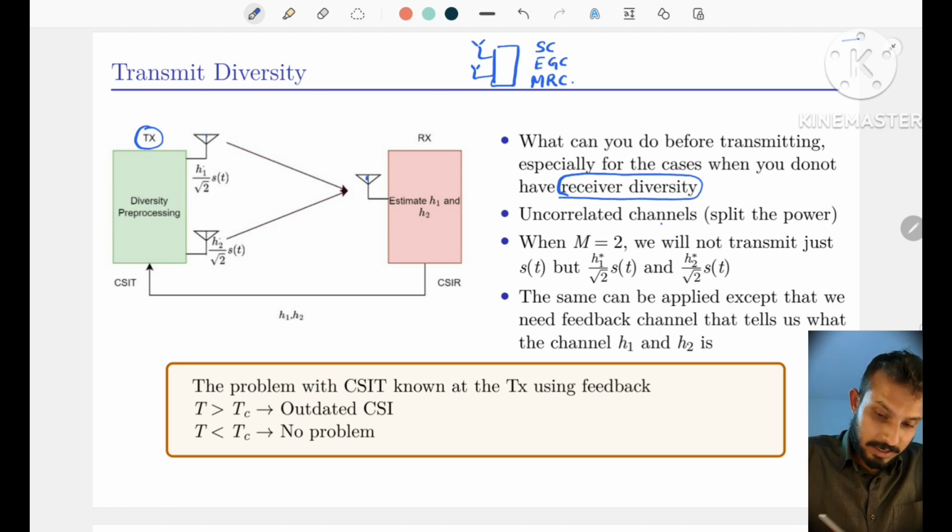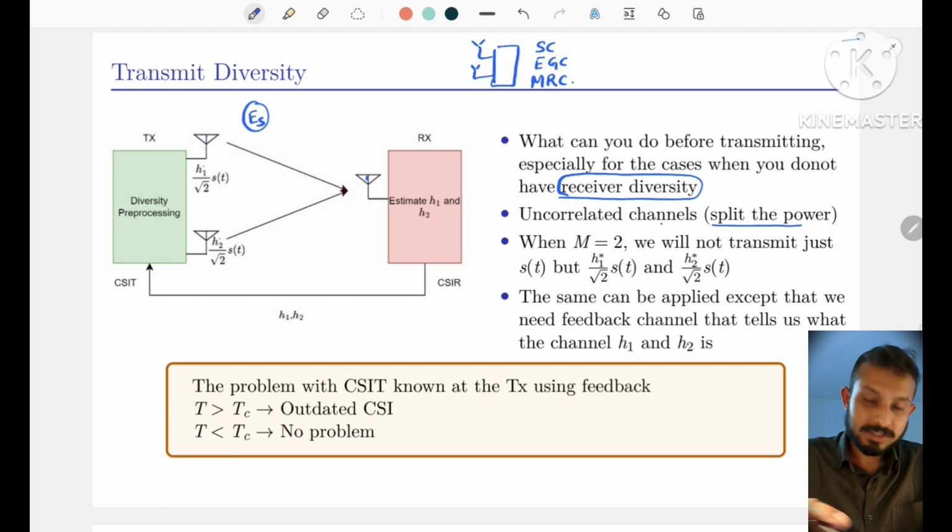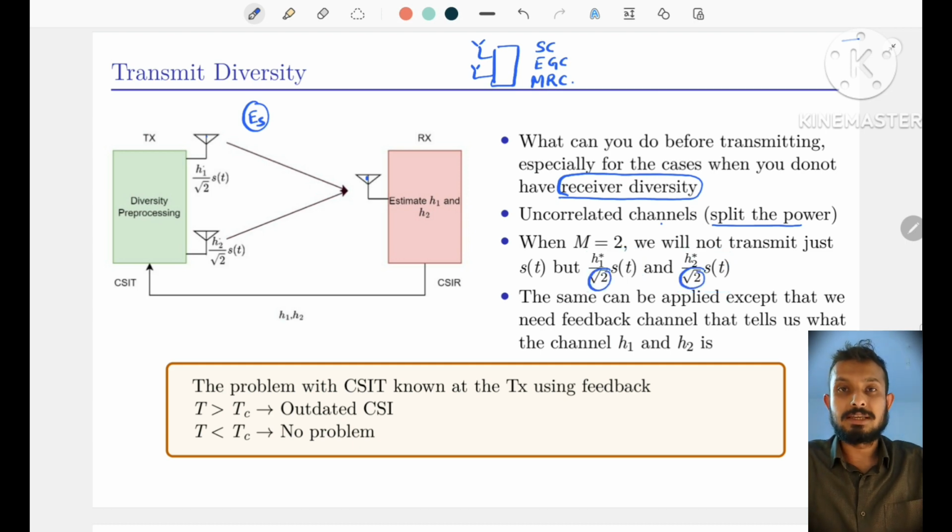So now you have uncorrelated channels, so you need to split the power. So you have equal power Es, you divide it across the channels. Then instead of the signal s(t), you will not transmit s(t) directly from the transmitter, but you need to transmit the signal h1 conjugate divided by root 2 times s(t) and h2 conjugate divided by root 2 times s(t). We divided by root 2 because the total power we have is Es, and then we multiplied with the conjugate of h1 and h2.